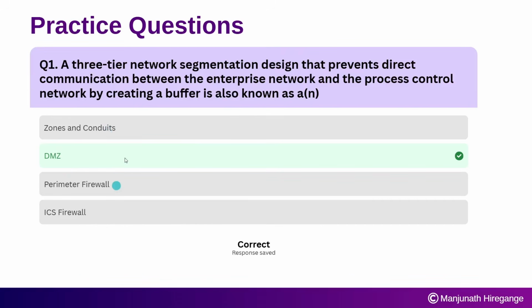And why are the other options not right? Because zones and conduits refers to the logical grouping of assets and the communication pathways between them, as defined in the 62443 standard. And a perimeter firewall is a single layer of defense, typically placed at the edge of the network. And an ICS firewall is a specialized firewall for industrial control systems, but it does not inherently imply the three-tier segmentation design. So the DMZ is the best fit for the description in this question.